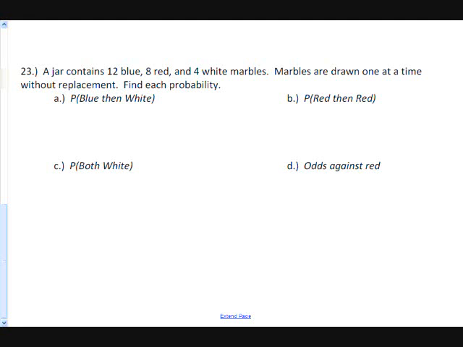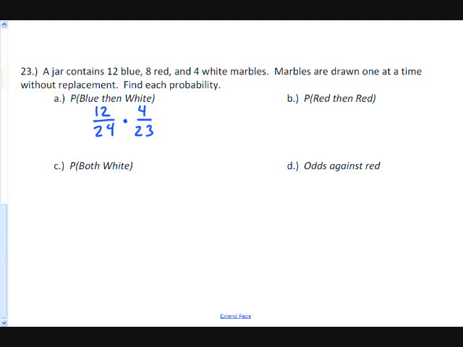If we want the probability of blue then white, well, the probability of blue is 12 over the total, which is 24. And then a white, well, let's assume that I pulled the blue one out. So now there's less blue, there's less total, but there's still 4 white marbles. But now there's only 23 marbles total. This is a then probability, which means and means we multiply.